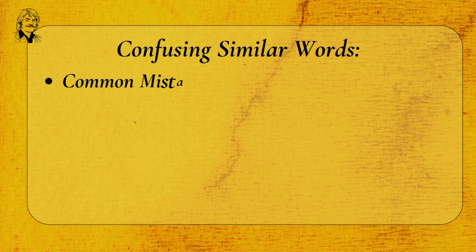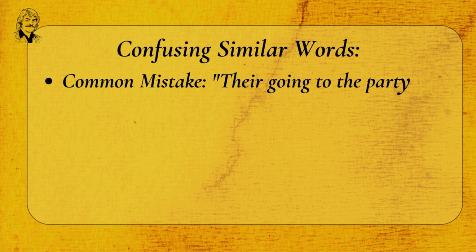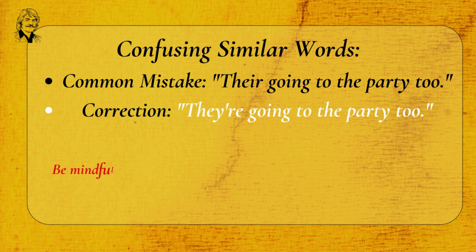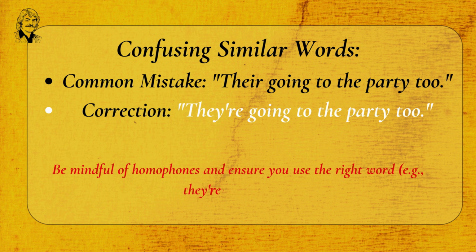Confusing similar words. Common mistake: There going to the party too. Correction: They're going to the party too. Be mindful of homophones and ensure you use the right word, e.g., their/there/they're.